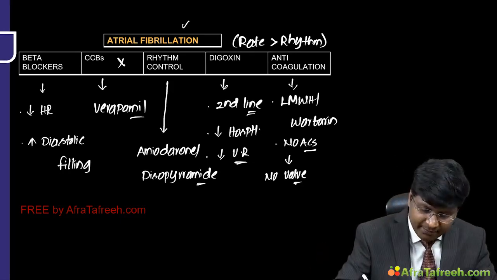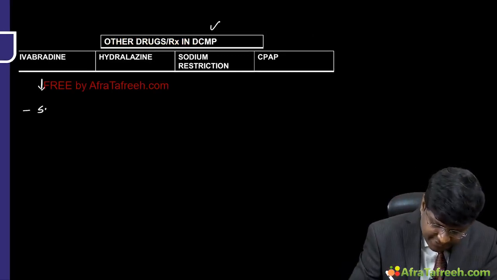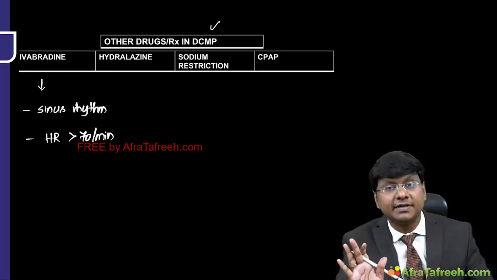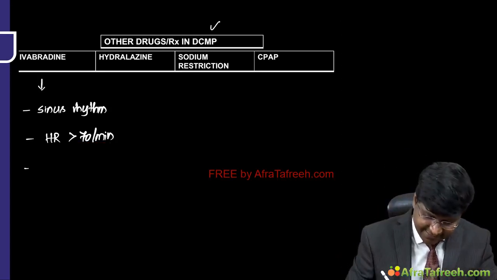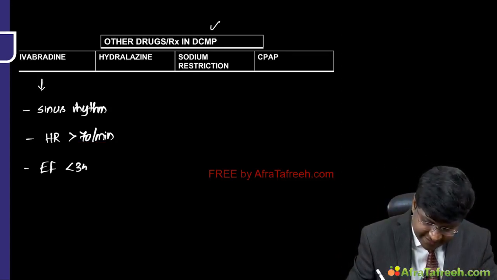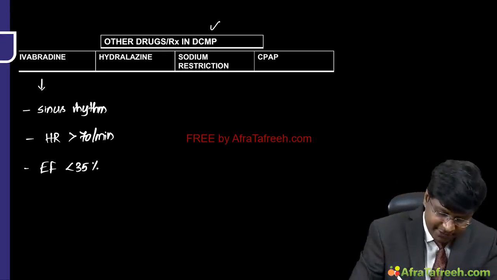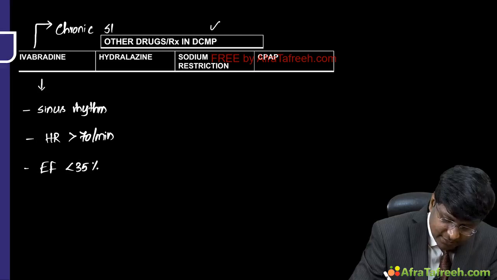And the other drug which is very important in dilated cardiomyopathy is ivabradine. See, ivabradine should be given if there is sinus rhythm, and only when the heart rate is more than 70, and where the beta blockers are avoided, there we give ivabradine. So if the heart rate of the individual is more than 70 and the ejection fraction is less than 35%, where you are unable to give beta blockers, then you can give ivabradine. But the patient should be in a state of chronic, stable heart failure.